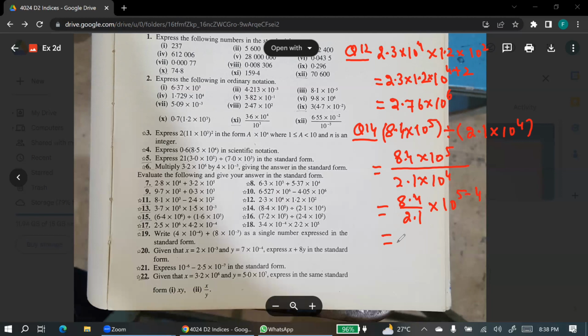Is there any confusion? According to the law of indices, if there is a division sign, then we will subtract the powers. Can we cut the decimal signs? Yes, we can. Can we remove the decimal sign of 8.4 by dividing with 10?